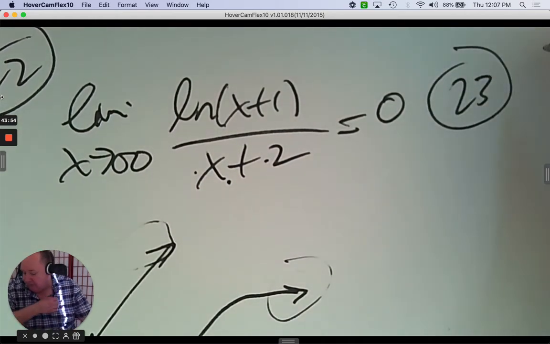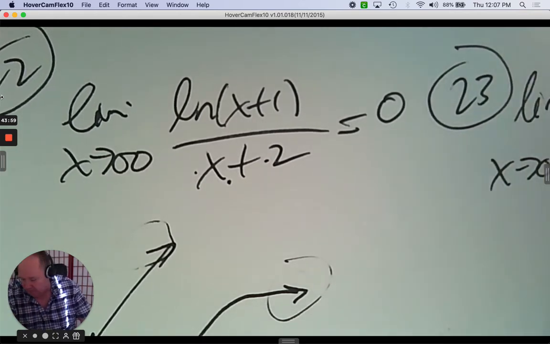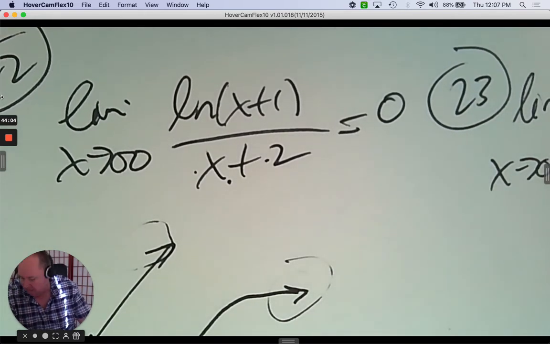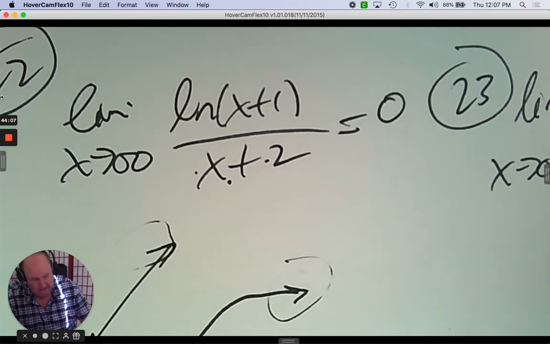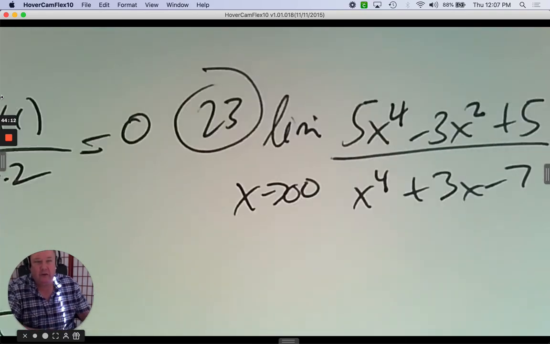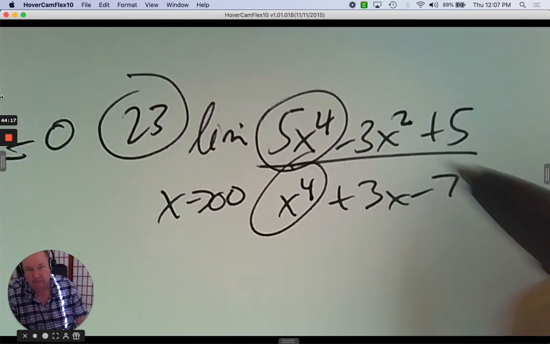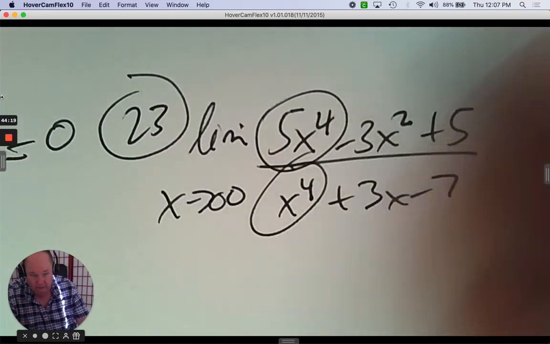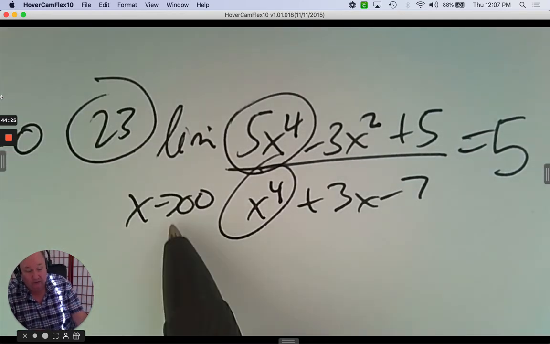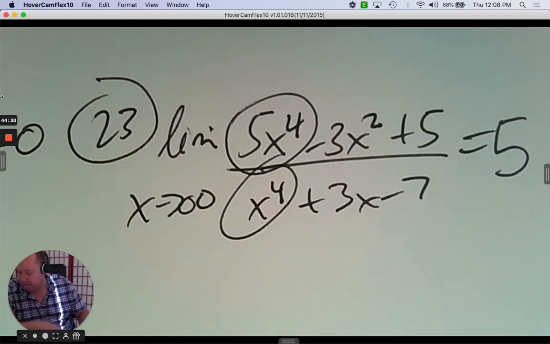These are great questions on multiple choice and great that you can do it quickly. So the limit as x approaches infinity of 5x to the 4th subtract 3x squared plus 5, x to the 4th plus 3x subtract 7. So again, another question going to infinity. This is a right-end behavior question. Power over power. They have the same power. So just divide and you get your answer. So the right-end behavior there is 5. So the closer it gets to infinity, the closer the answer is 5. Number 24.